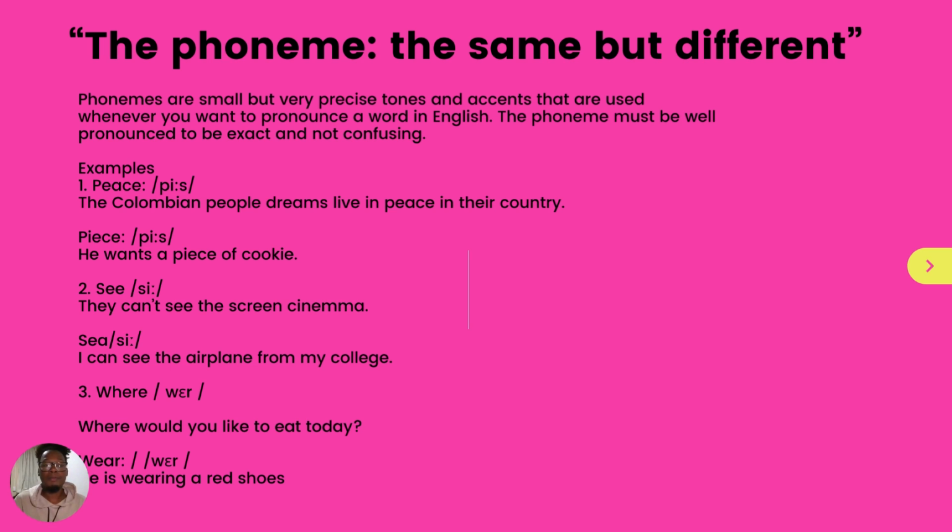For example, peace, to say live in peace. For example, the Colombian people dream of living in peace in their country. And piece, he wants a piece of cookie. The pronunciation is so similar, but the words and meanings are so different.